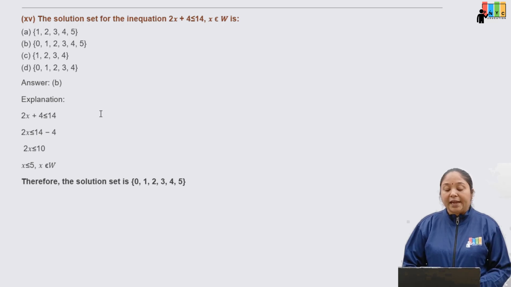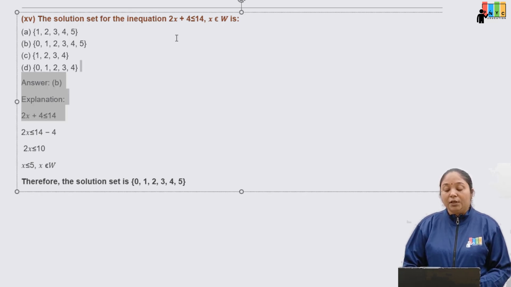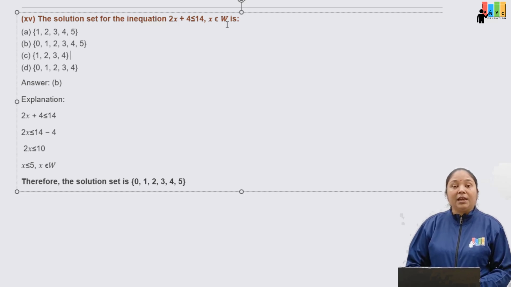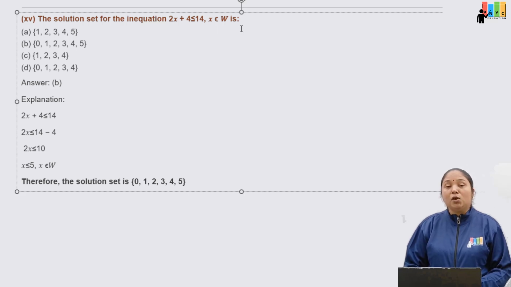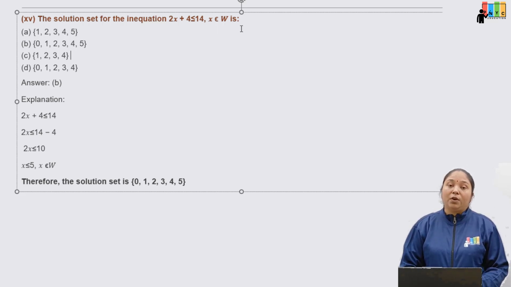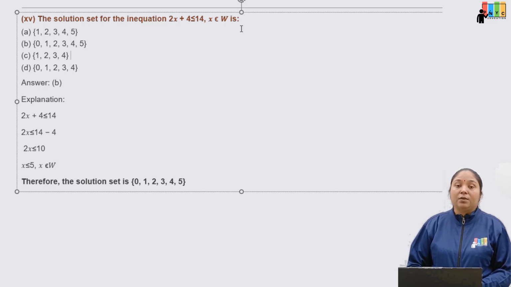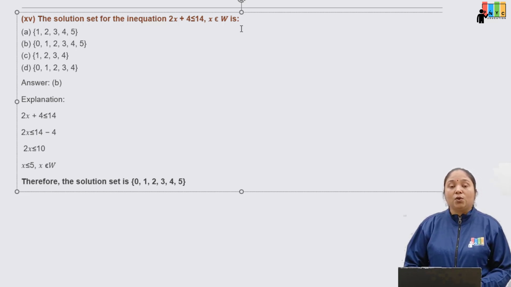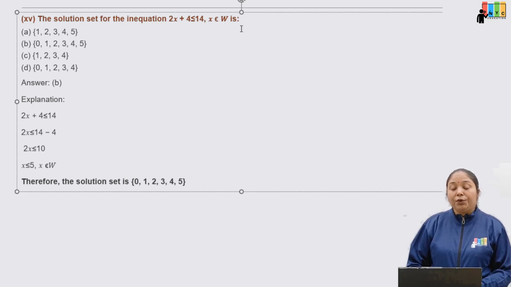The solution set for the inequation 2x plus 4 is less than or equal to 14, where x belongs to whole numbers. This is from linear inequations. Now the inequation is given, and they said x belongs to whole numbers. The whole number set is the set of positive numbers starting with 0, that means 0, 1, 2, 3, 4 till plus infinity. Now we need to find out the solution set for this.